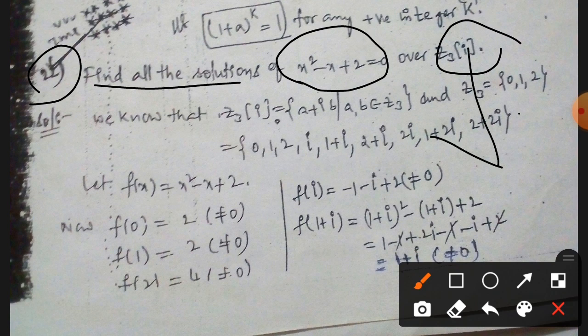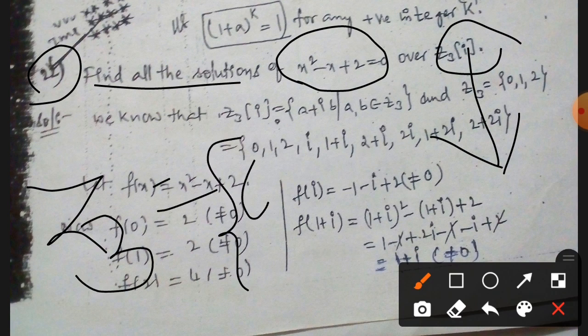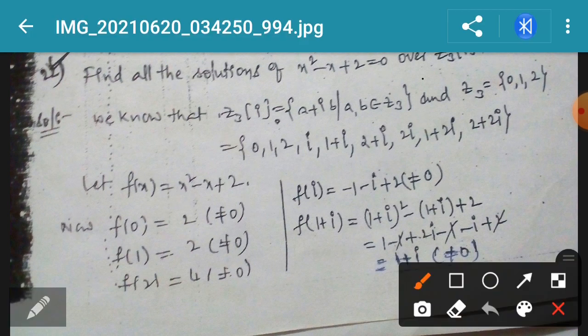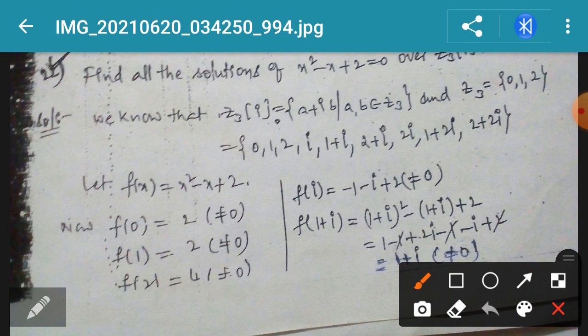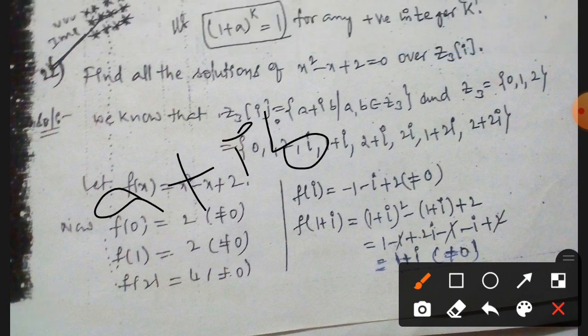We know that Z3 under addition has the elements 0, 1, 2 only. But Z3 of i is different. We already know that Z of i is nothing but the Gaussian integers, which have the formation a plus ib.